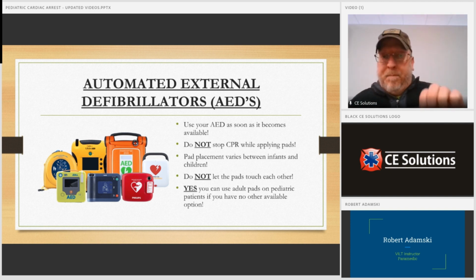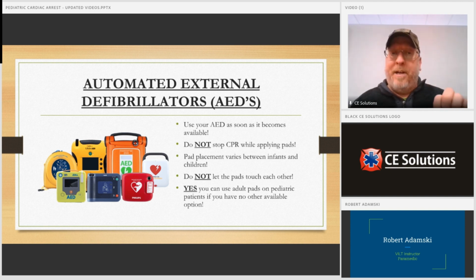Now, that last bullet point is important. Yes, you can use adult pads on pediatric patients if you have no other option. It's not ideal, but it's better than not using the AED at all. Whenever you can use an AED, you want to use it. It's going to give your patient a much better chance at survival and you of regaining ROSC.